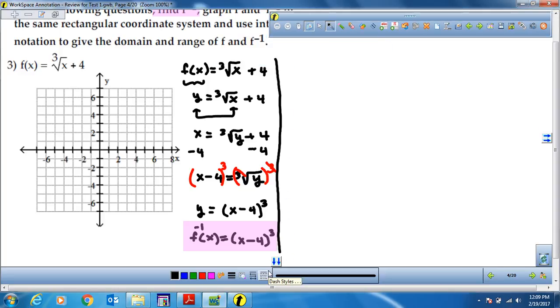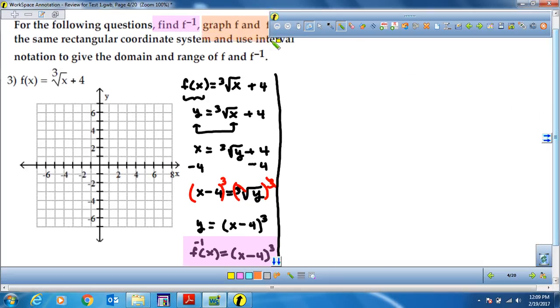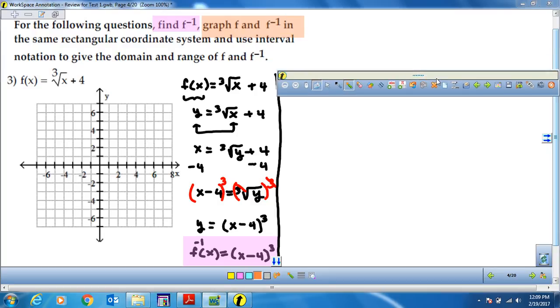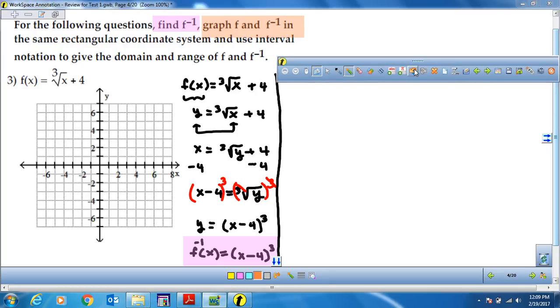Second part of the question. Now what we need to do is graph the function f of x and its inverse. So that's the next part of the question. Graph the function f of x and its inverse. Okay? So that's what we're going to do next.